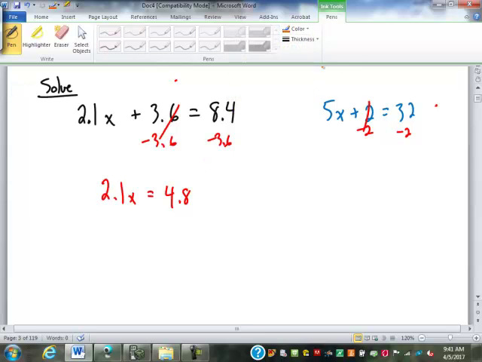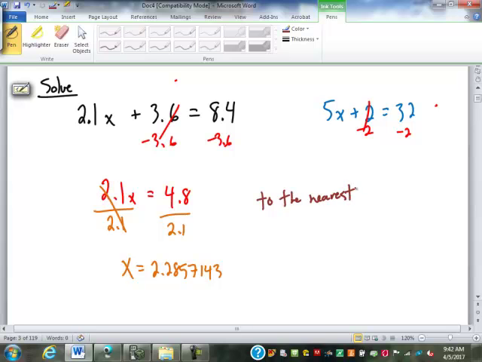Then what would be our next step? We divide by the 2.1. So 4.8 divided by 2.1 ends up giving us 2.2857143 approximately. Okay. Now, here's where you were asking. What if I ask you to find this to the nearest hundredth?